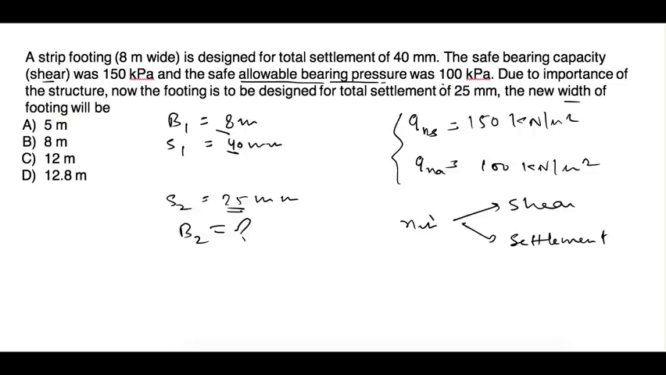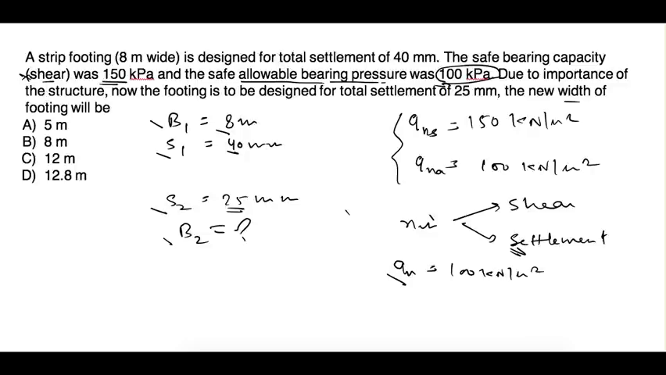So here we can see that the footing is governed by the settlement criteria. So that's why these two values were given. Now we can avoid the shear criteria because the settlement criteria is governing, because this pressure is the lower or the lesser of these two values. So we have to use this Qn is equal to 100 kilonewton per meter square. So for this pressure, the settlement was 40 mm and the width of plate we adopted was 8 meter. Now we have to find out the new width.